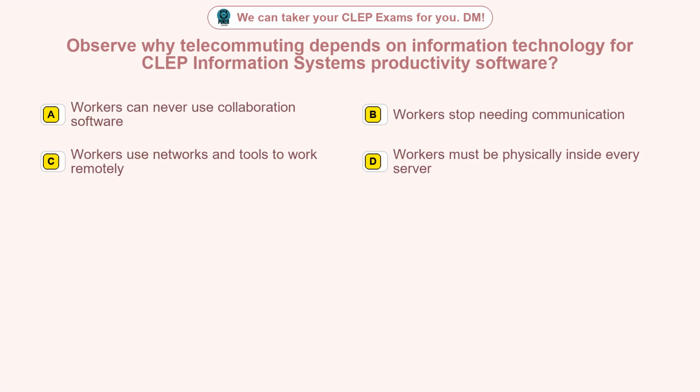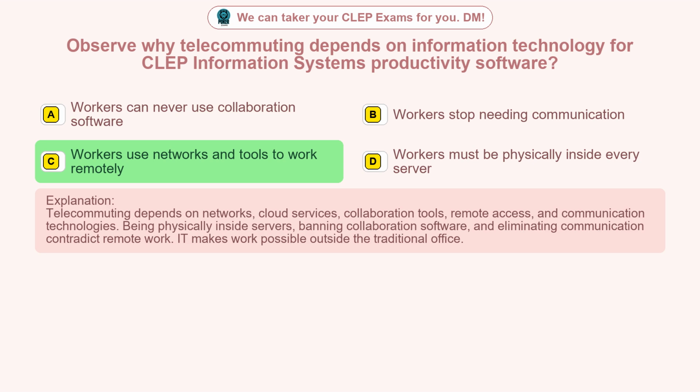Question 99. Observe why telecommuting depends on information technology for CLEP Information Systems productivity software. Option A. Workers can never use collaboration software. Option B. Workers stop needing communication. Option C. Workers use networks and tools to work remotely. Option D. Workers must be physically inside every server. The correct answer is option C. Workers use networks and tools to work remotely.